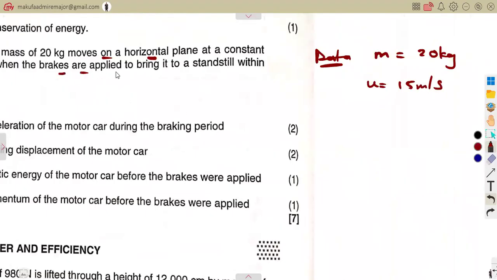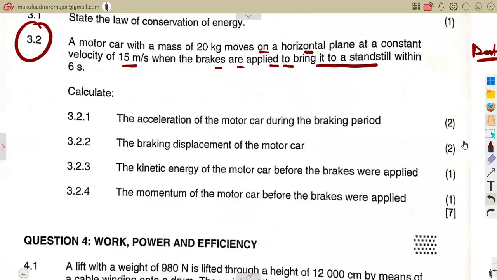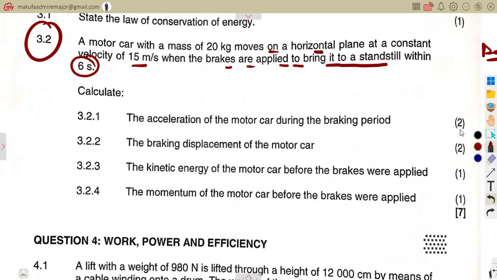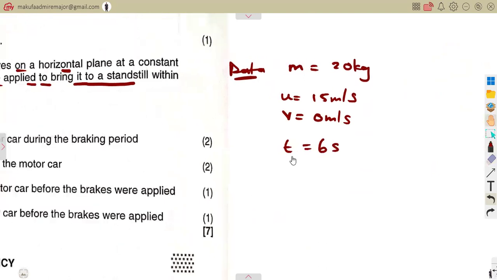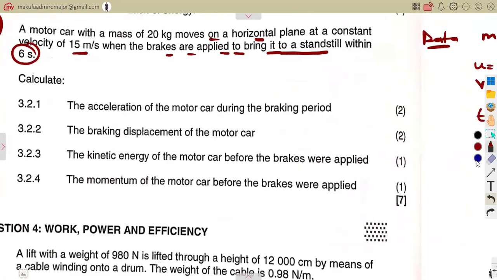When the brakes are applied to bring it to a standstill, it means there is no movement. The final velocity is now 0 within 6 seconds, which is the time frame. Calculate from this information, 3.2.1, the acceleration of the motor car during the braking period.